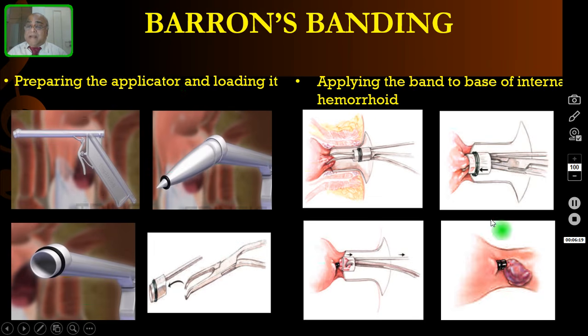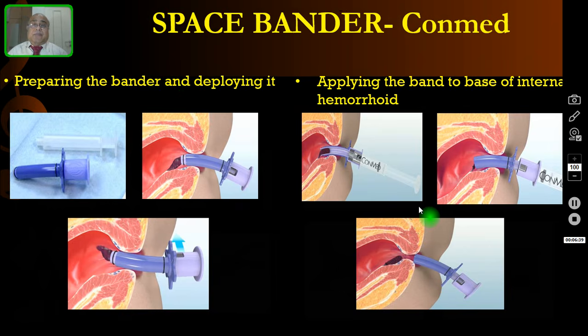Two rubber bands we have applied with the help of this Barron's banding gun. This is what you have to do. Because of this, what will happen? This part of the hemorrhoidal plexus will get necrosis. The blood supply will be cut off. It will undergo necrosis and it will fall off. So that is the mechanism.